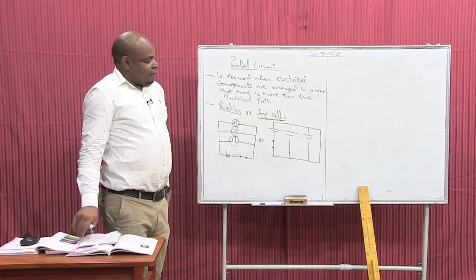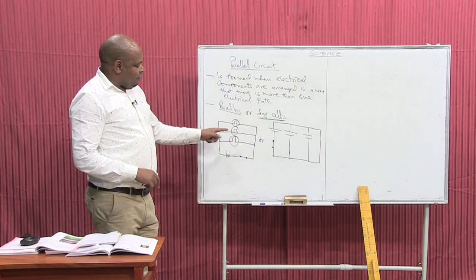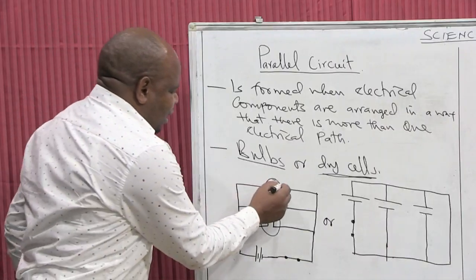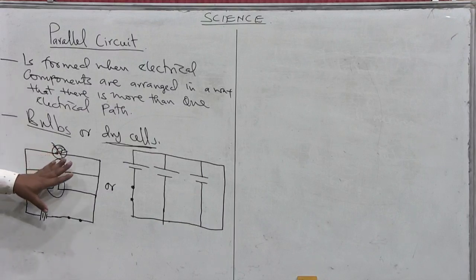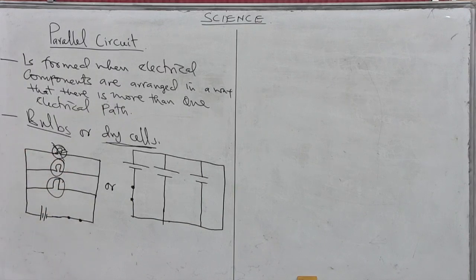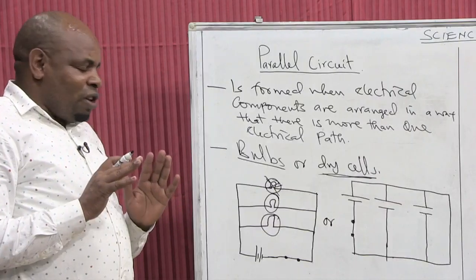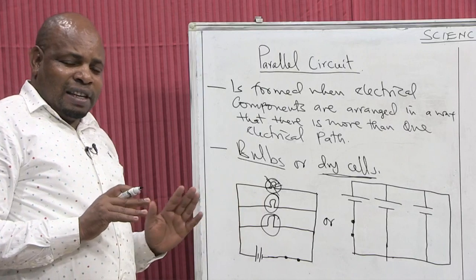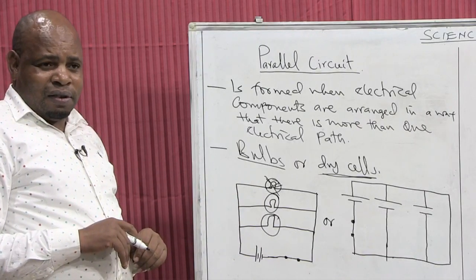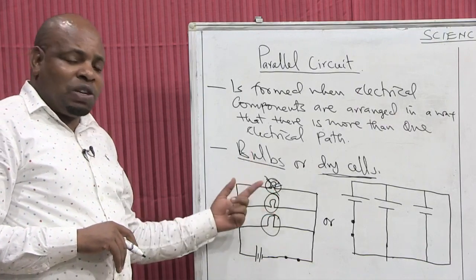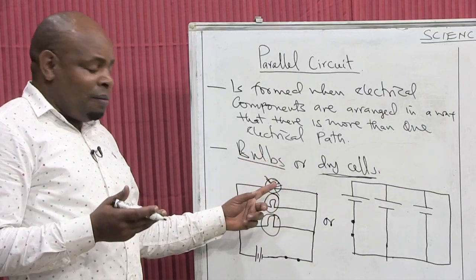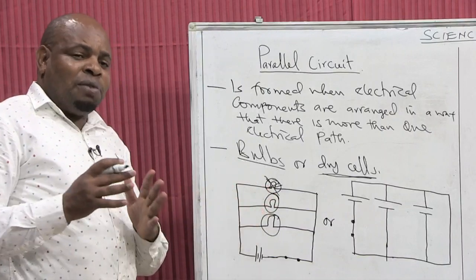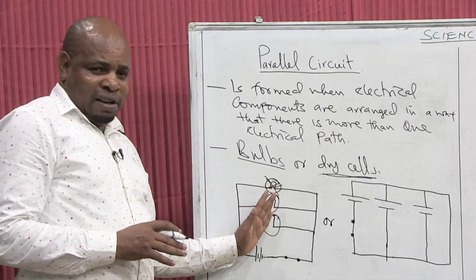If one of the components has a problem, for example here, let's say this bulb has a problem in our first figure, the remaining two bulbs will continue to produce light. There will be no problem in the circuit. The circuit will not be broken. This is not like the series circuit, where if one of the bulbs is not working properly, or maybe the filament is burnt out, we saw that the circuit is broken. But in this one, the circuit is not broken.